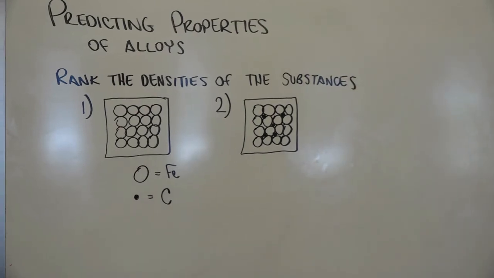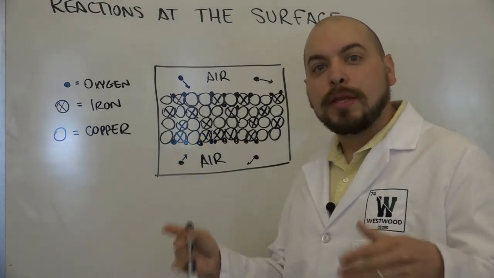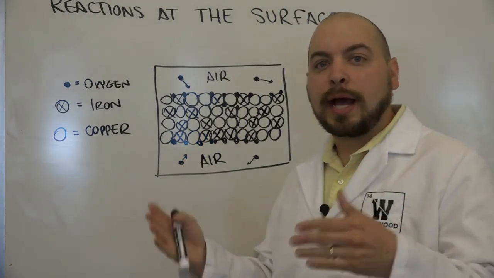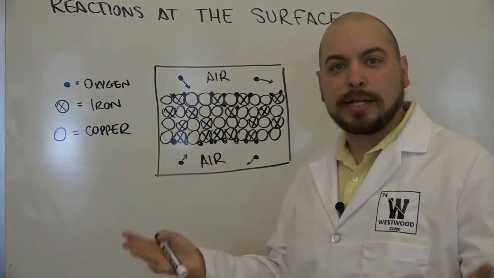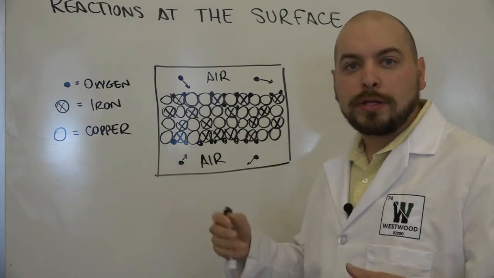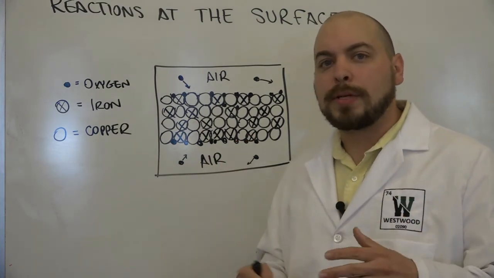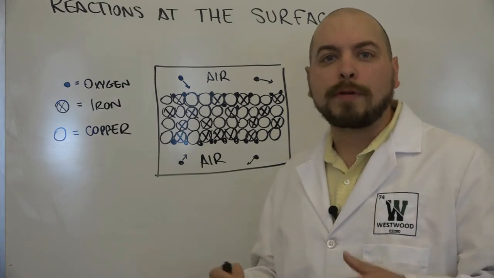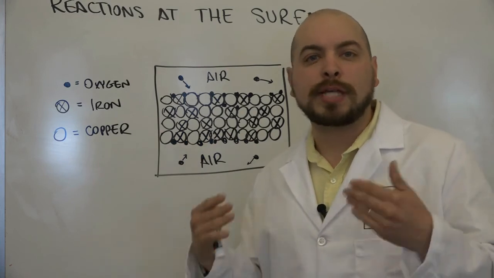All right, let's take a look at this problem. This is a problem where we're going to take an alloy of copper and iron, and we're going to look and see how it would react in this situation with air. This is a common type of problem that you're going to see, but you're not oftentimes going to be asked to draw the particle diagram by yourself. Often it's going to be pick the particle diagram that most likely represents what's actually going on.